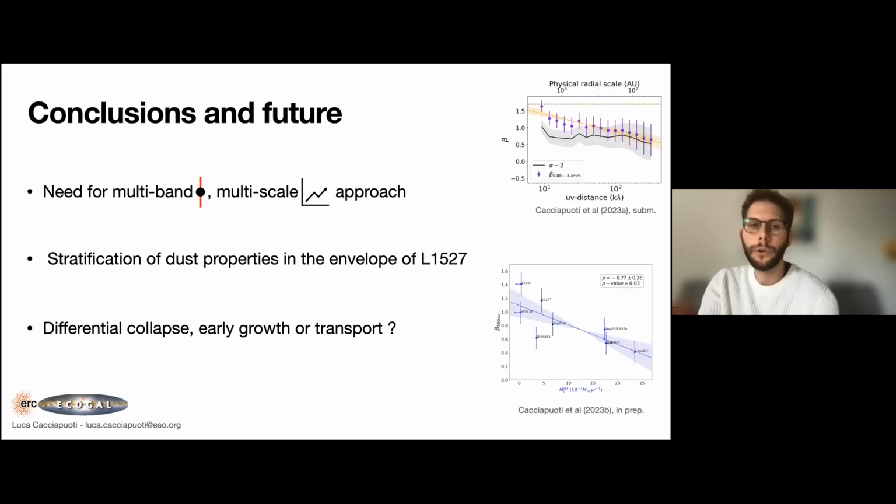And so the conclusions are that, while there was a sample study by Galametz et al. that I showed in the beginning, we really need to use multi-bands with ALMA, especially because ALMA has a higher sensitivity. The errors are way lower, both calibration and statistical errors. Using multi-bands and a multi-scale approach allows you to robustly constrain also gradients along the envelope.